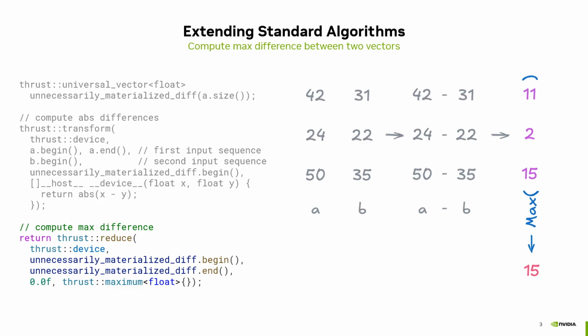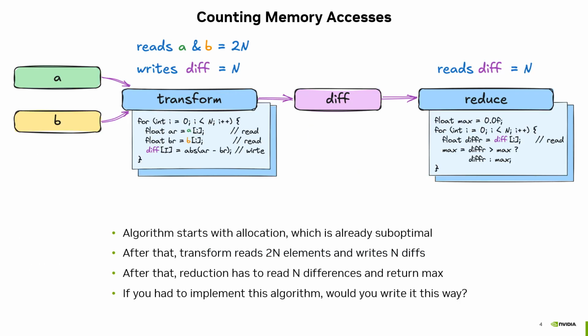This code will produce the correct result, but is it efficient? To answer this question, let's recap the key steps of this algorithm. It starts with an allocation, which is already suboptimal. After that, it transforms two input ranges into differences. To build an intuition for this step, you can consider the transformation as a for loop shown here. Inside this loop, we read two elements, one from A and one from B. We then compute the difference and write it back into memory. Overall, this step reads 2n elements and writes n elements back.